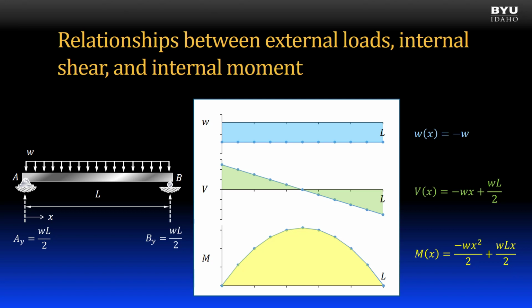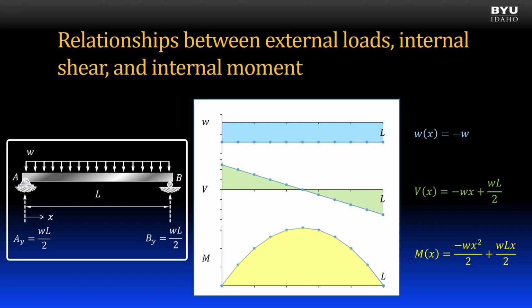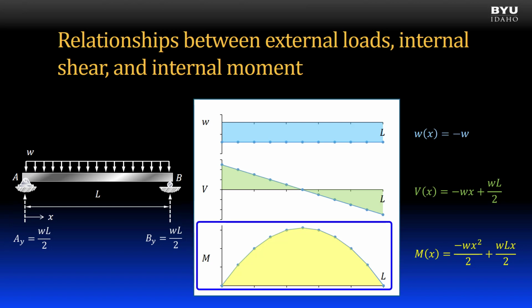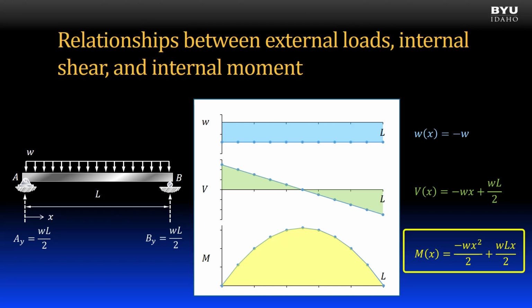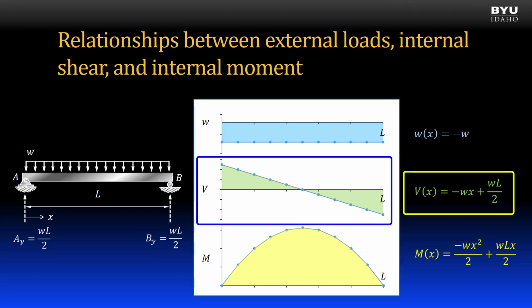There is a relationship between external distributed loads, internal shear, and internal moment. The relationship is shown here both graphically and with equations. For the simply supported beam with a uniformly distributed load, a diagram of the internal moment has the shape of a parabola, and the equation that defines it is a quadratic equation. A diagram of the internal shear and the equation that defines it is linear, and it is the derivative of the moment. In other words, the shear is the slope of the moment.